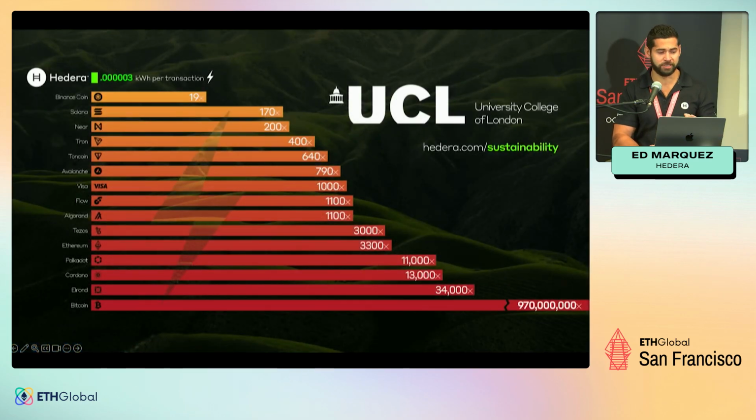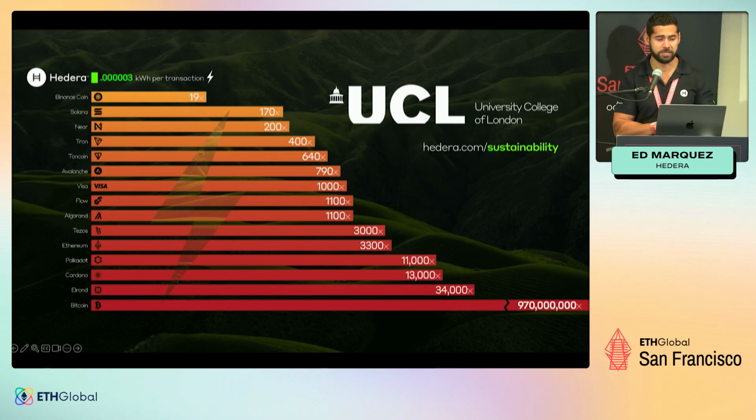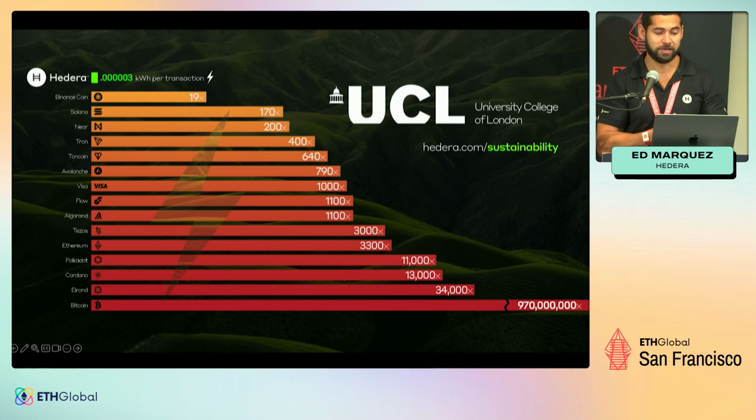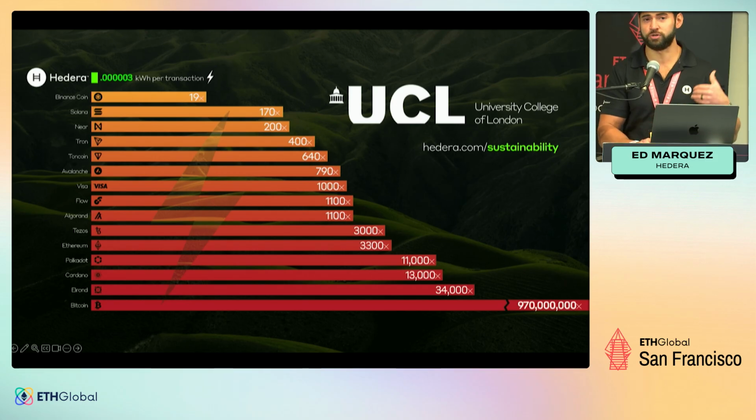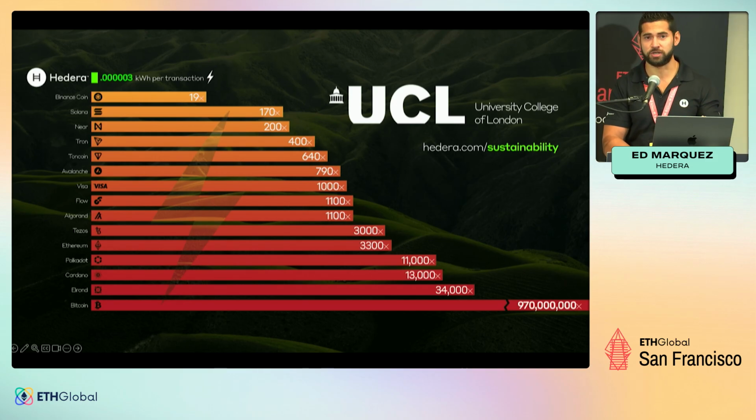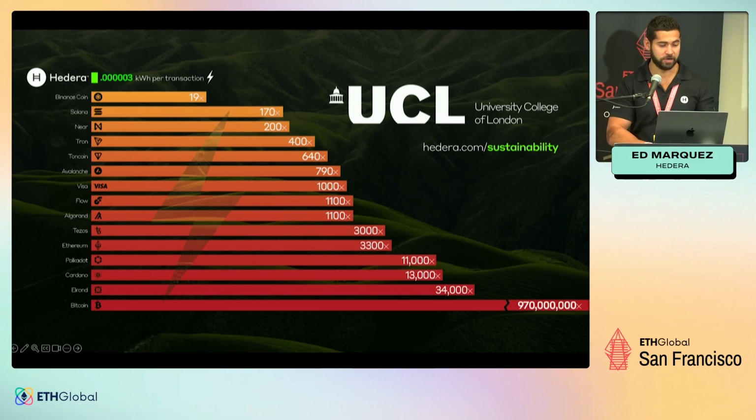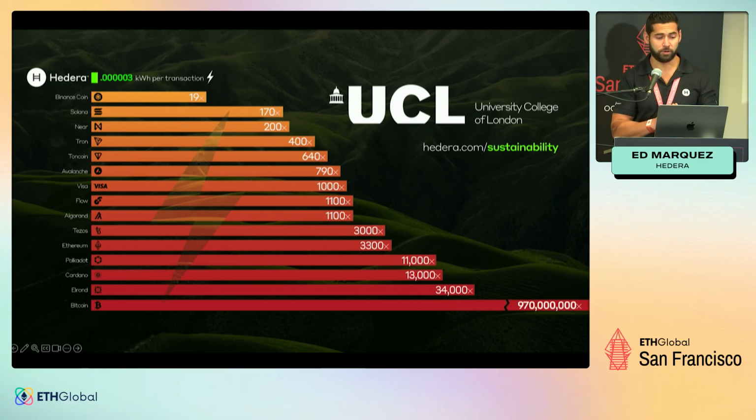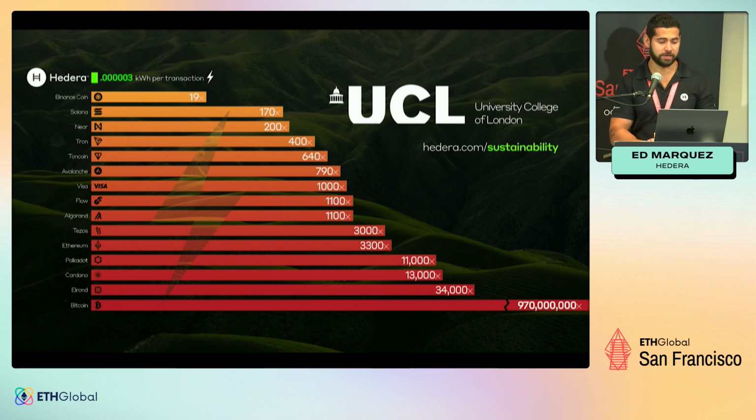The other differentiator is sustainability. It is the greenest network in terms of energy consumption in the market. This is a study done by UCL, University College London, that shows the energy consumption per transaction of Hedera. What you can see here is that with the same energy it takes to do one Visa transaction, you can do about 1,000 Hedera transactions. So really a massive improvement in the order of magnitude that represents.